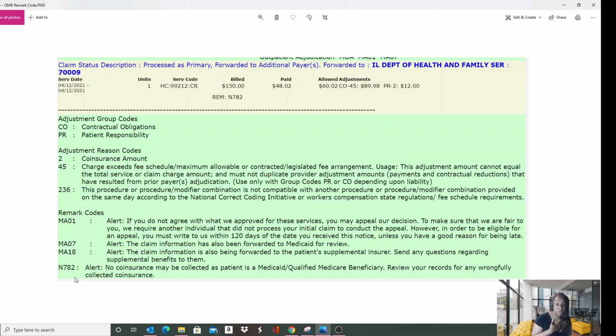If my system was able to run a report on remark codes, like I know some of them do, I would run N782 and review those accounts from a compliance perspective to make sure I haven't erroneously put those patients in collections or have collected the money. If I have, I need to go ahead and refund those and make that right as soon as possible.